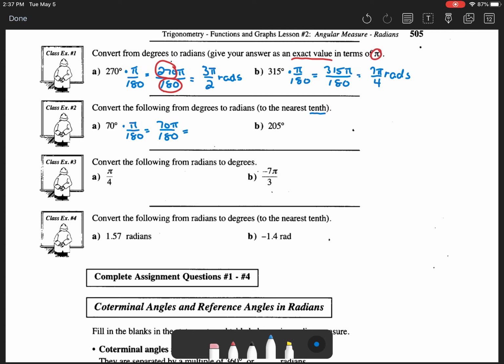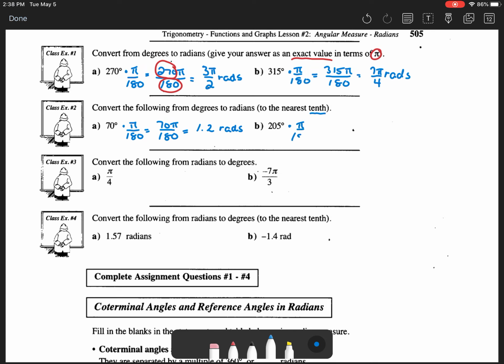But this time, instead of just reducing the 70 over 180, I go 70 times pi. I use the pi button on my calculator, which is above the exponent key. I don't multiply by 3.14. I multiply by the whole value of pi, and then I divide by 180, and that will give me, to the nearest tenth, 1.2 radians. Okay, so same thing in B.